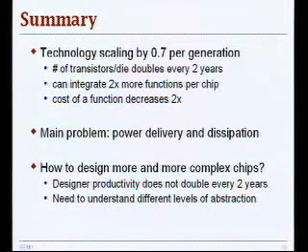Basically, with this scaling by a factor of 0.7, we can integrate the same amount of functionality in 2 times smaller area. And therefore, the cost of a function decreases 2x. So the main problem with that is, as we saw, power delivery and power dissipation. And that is becoming a main challenge in designs today and a problem in the future.